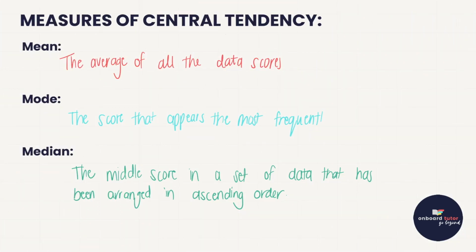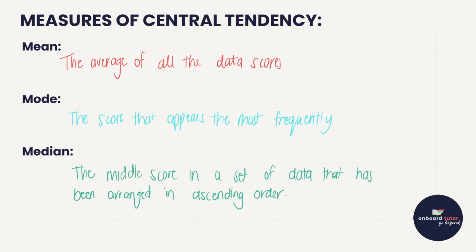In our last video, we recapped these important concepts. So the measures of central tendency, when we are given a whole lot of data. The mean is the average of all the data scores that we're given. The mode is the score that appears the most frequently. And the median is the middle score in a set of data that has been arranged in ascending order. Okay, don't just find the middle score. Make sure that your values are in order from smallest to biggest.